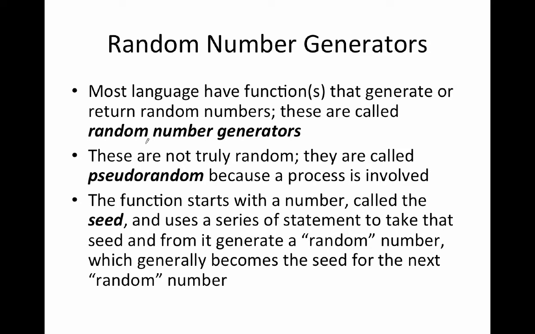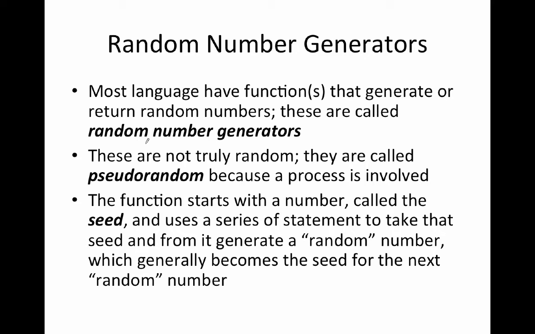Most languages have some kind of function or functions that generate or return random numbers, and these functions are called random number generators. They're not truly random, they're called pseudo-random because they use some kind of a process. What happens is that the function starts with a number which is called the seed. And once it has that seed, it uses a process, a series of statements, to take that seed and from it generate a number which is called the quote-unquote random number.